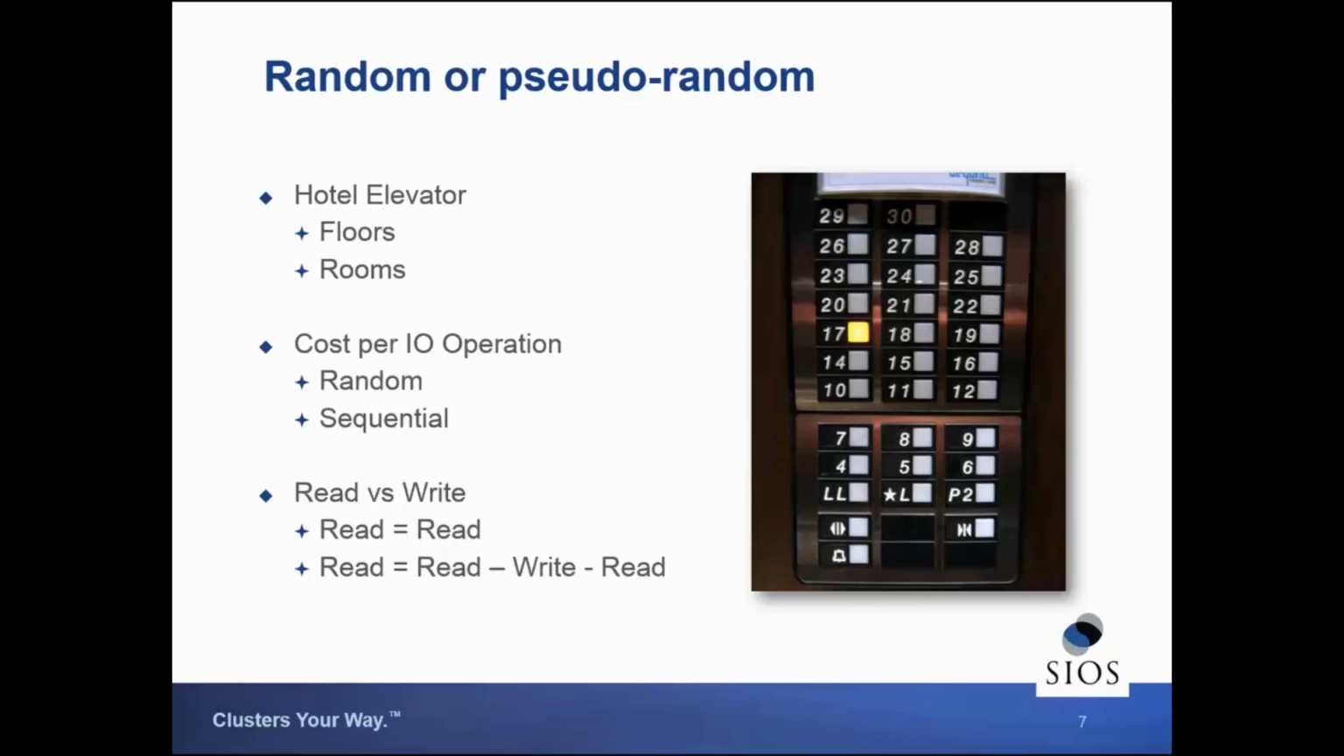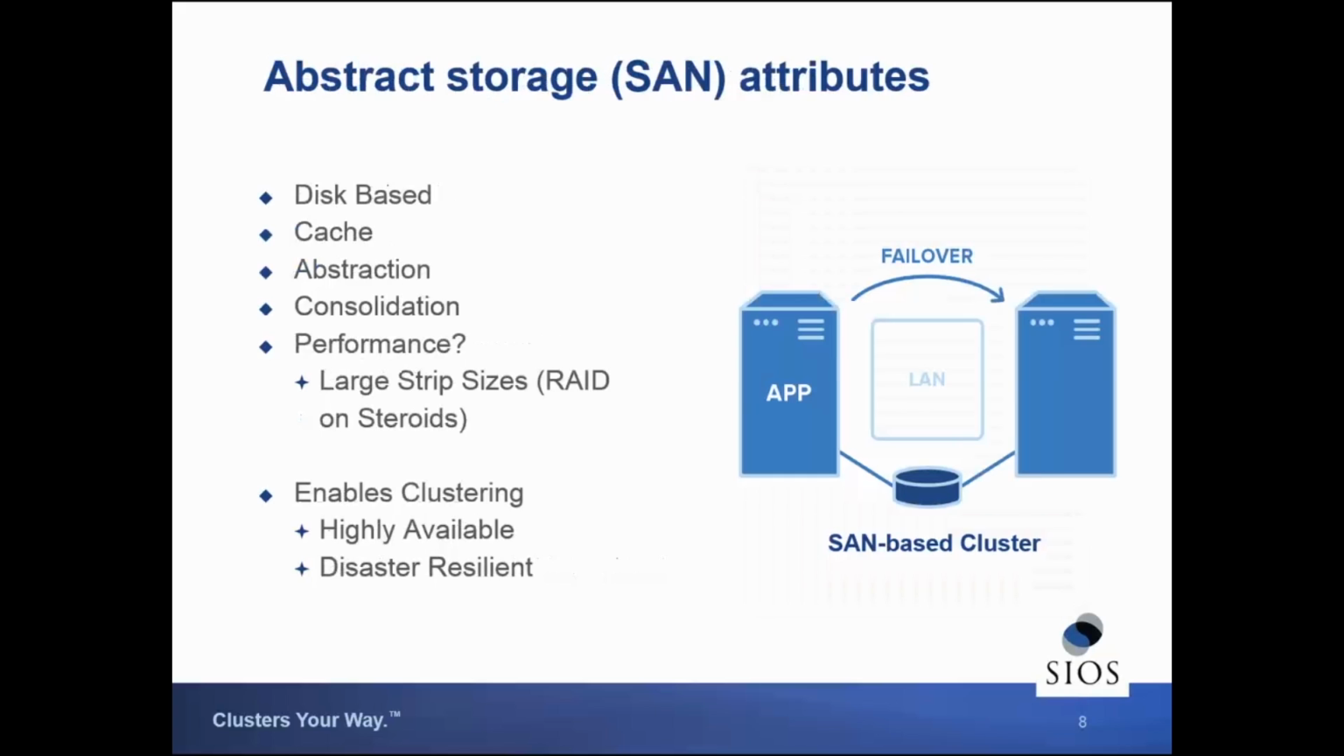Now, we've talked so far just about individual disks. When we start putting them together, this is where we get things like JBODs, just a bunch of disks. We get RAID arrays, and then we get up to the true SANs. And the SANs all share certain attributes. First of all, they're almost all disk-based. They were designed around disk bases.